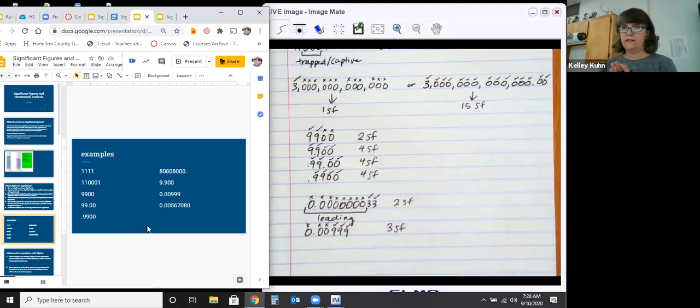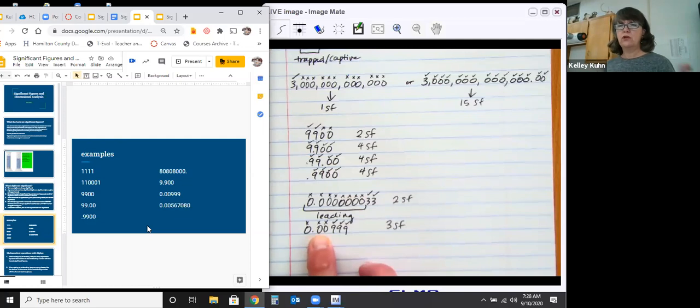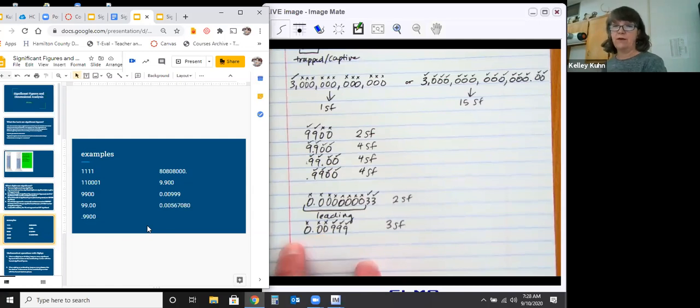Now let me clarify something. Sometimes people see this decimal and say, but wait, those zeros are after that decimal. You said that zeros count when they're trailing and there's a decimal. Well, these aren't trailing. They're still in the front of the number. Any of the zeros to the left are leading, whether they're on the left of the decimal or the right, and we don't count them as significant.